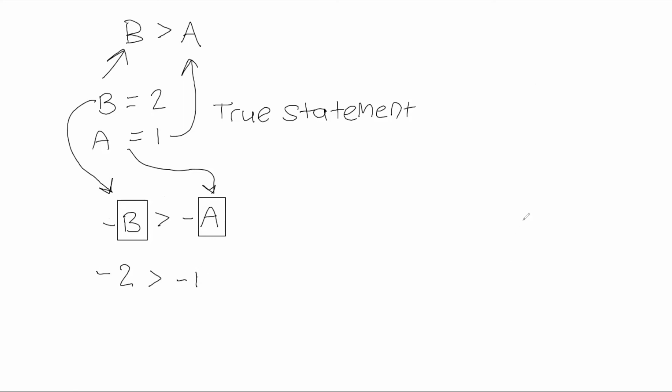I don't know what negative means. What do you mean by the negative part? We're multiplying a number by negative 1. So instead of B, we have negative B. Instead of A, we have negative A. That's all it means. So we changed them both into negatives. Why do we have to change them into negatives? Because we're going to explore if this gives us a true statement or a false statement.